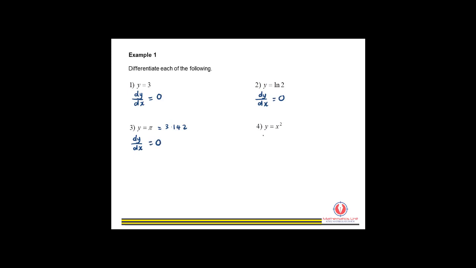So number 4 is basic rule for power rule. So we have y equal to x squared. Differentiate with respect to x, dy over dx is equal to 2x.